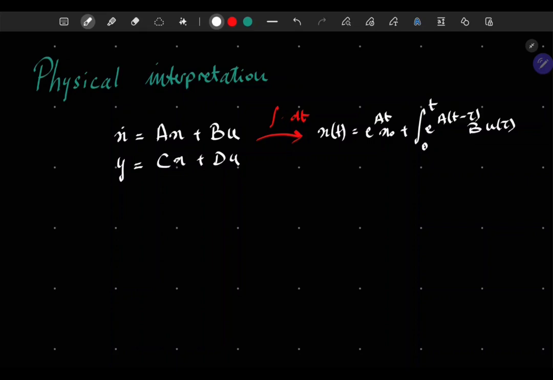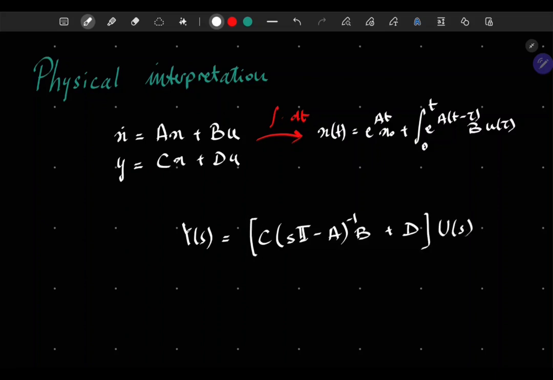Now we have a third representation for our system, where we can write that y of s is C times (s, the complex variable, times the identity matrix minus A) to the minus 1 times B plus D times u of s. We have seen that we can go from the input state output representation of the system to this representation by taking the Laplace transform of the system. And we are now looking for a relationship between these two representations here.